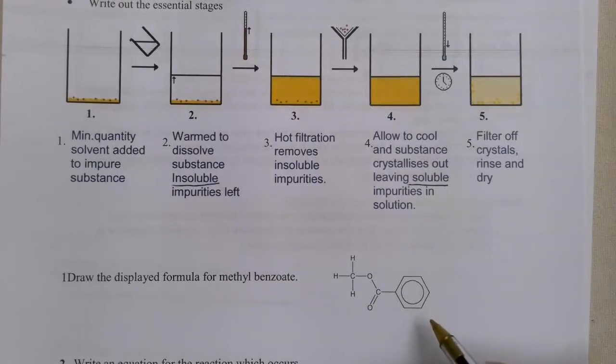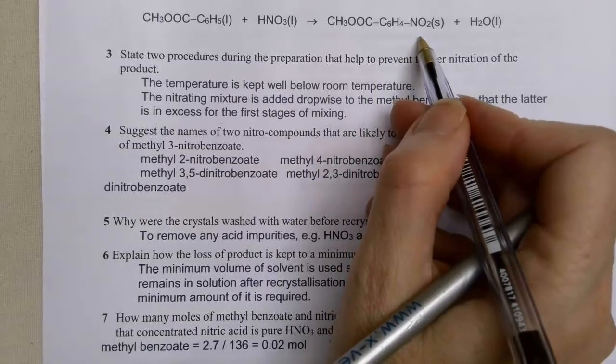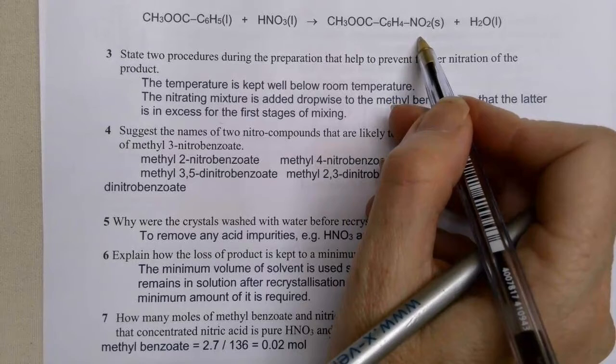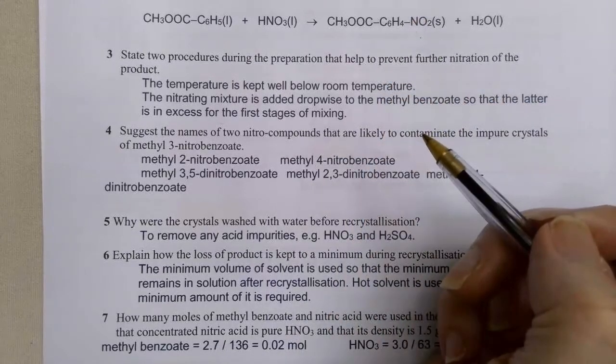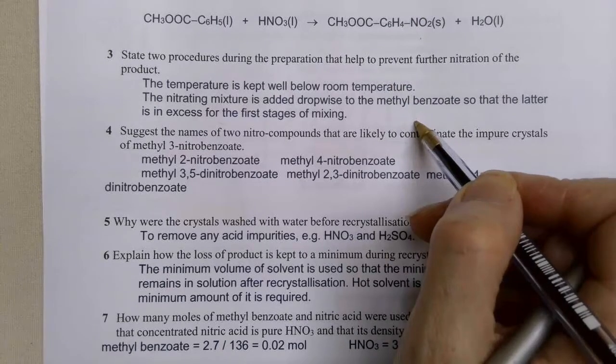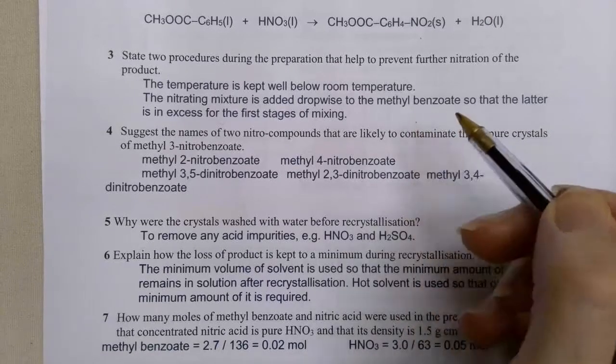This is our starting material, methyl benzoate. And what I'm trying to do is nitrate this compound. So there's my reaction for making my nitromethyl benzoate. I've added a nitro group onto my benzene ring. So there are two procedures that help prevent further nitration. One is keeping that temperature well below room temperature. We've said roughly about 10 to 15 degrees Celsius. Secondly, we add the nitrating mixture dropwise.